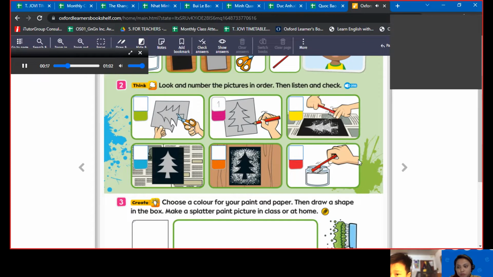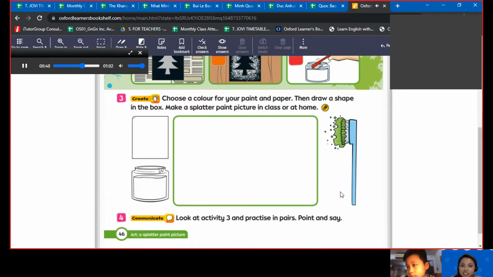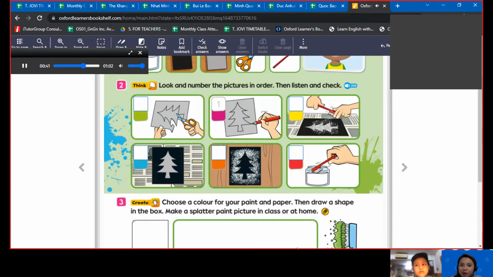Two. Green. Cut out the shape with the scissors. Three. Blue. Put the shape on the black paper. Four. Red. Put the toothbrush in the white paint. Next. Five. Yellow. Splatter the paint with the toothbrush. Six. Orange. Wait. Then take the shape off the paper. All right. Look at my picture.